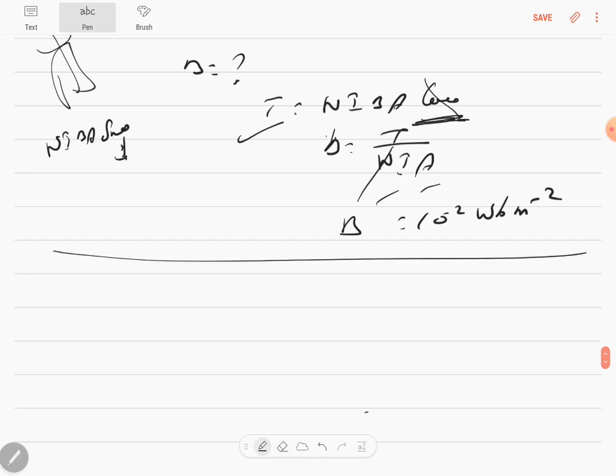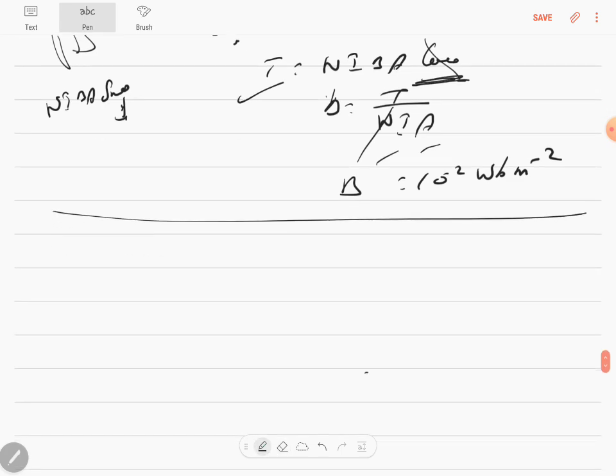Okay, so let's go to next. Let's look at the next sum, example 71. There's an angle which has been given. When the angle is given, the confusion is whether to use NIBA cos theta or NIBA sin theta.